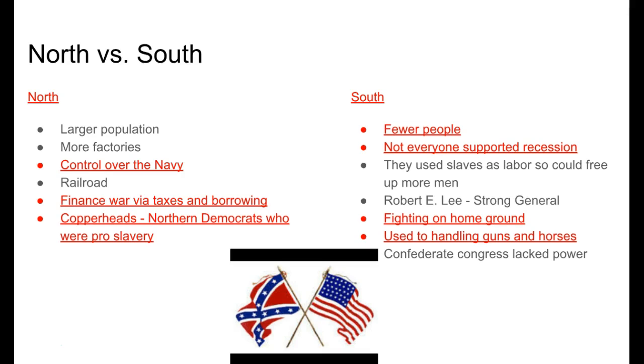One of the major issues, though, was that the Confederate Congress lacked power. Because all of the states seceded independently, they didn't really have a strong unified government. And as we saw underneath the Articles of Confederation, that's not effective for trying to conduct business as a country.